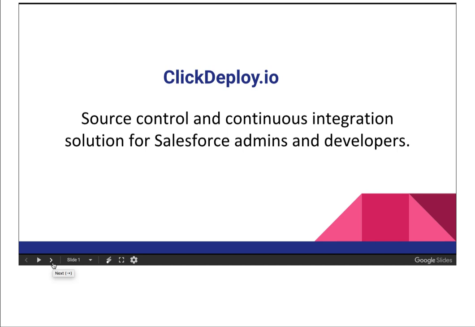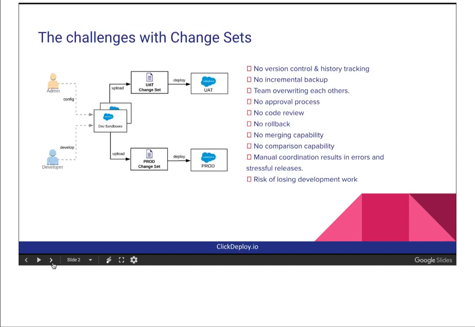ClickDeploy provides source control and continuous integration solution for admins and developers. Salesforce teams often start out using changesets for their release management needs. In a typical changeset flow, developers or admins upload the first changeset to the UAT environment. Once the changeset is deployed and tested in UAT, it is then cloned and uploaded to production for production release.